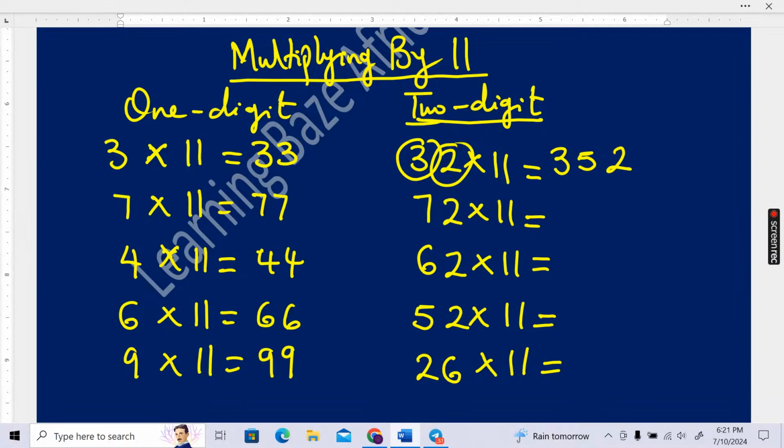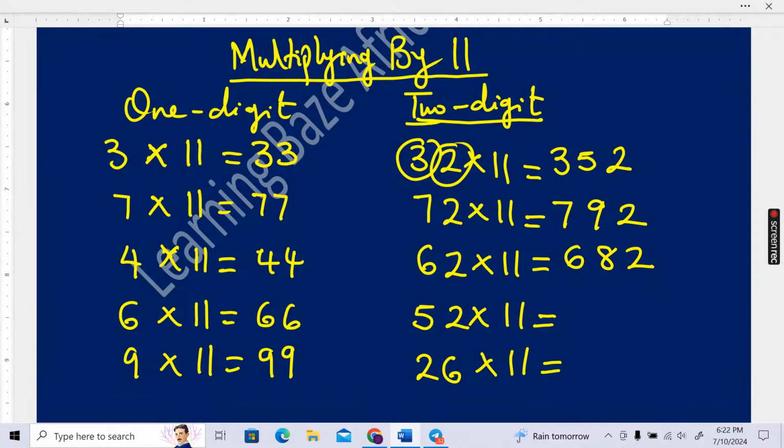Don't worry, I'm going to bring in what we call a mental math drill at the end of this class, and you will like it. Now, 72 times 11: write down the first digit and the last digit with a space in between. 7 plus 2 is 9. Write 9 in the middle, and the answer is 792. What is 62 times 11? Write down 6, write down 2, give a space in between, add the two digits together. 6 plus 2 is 8.